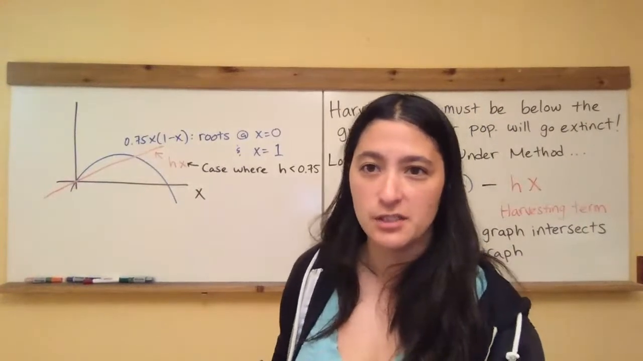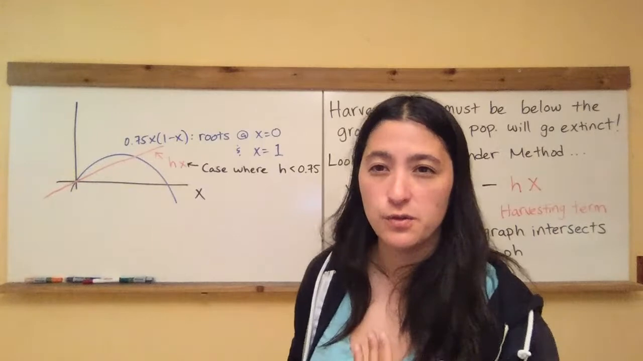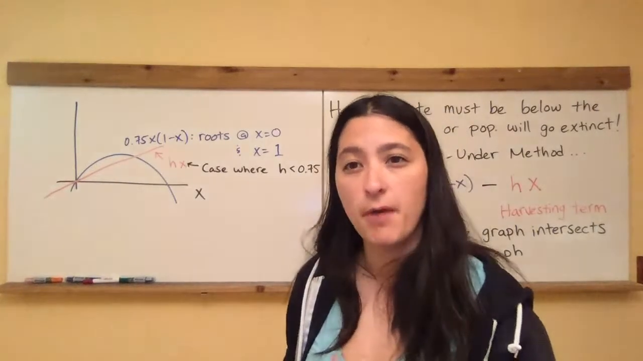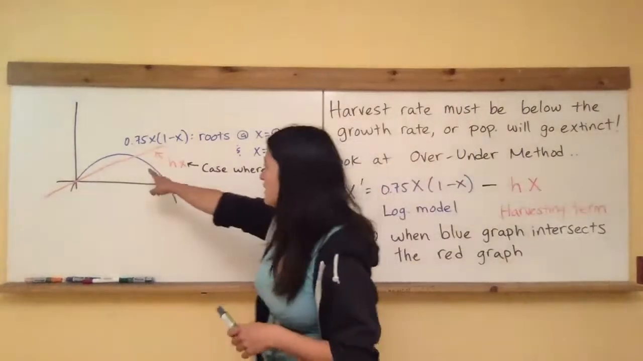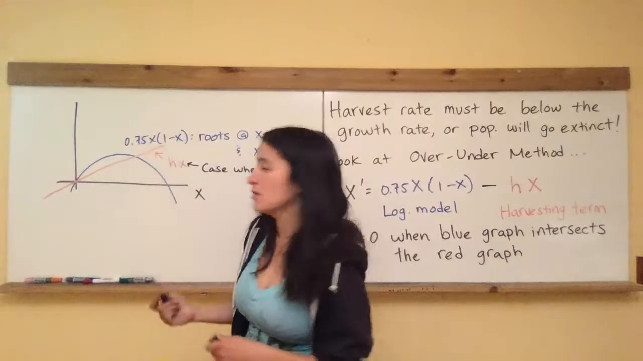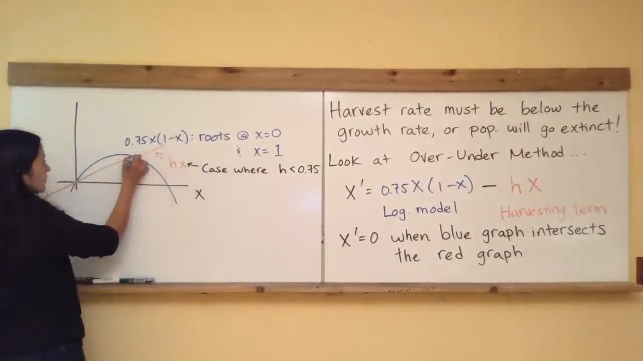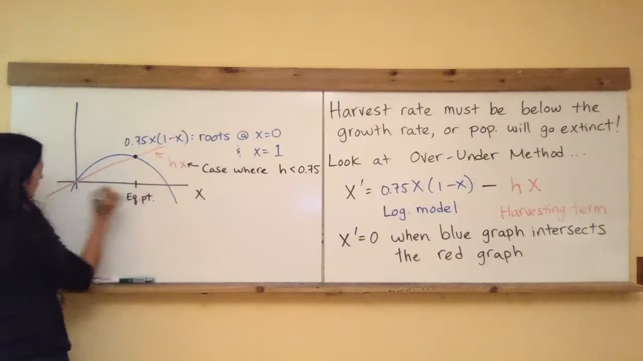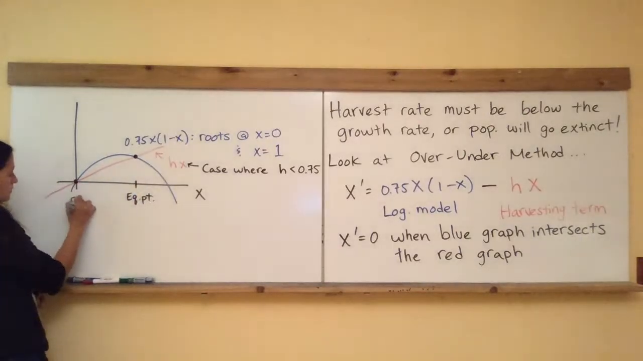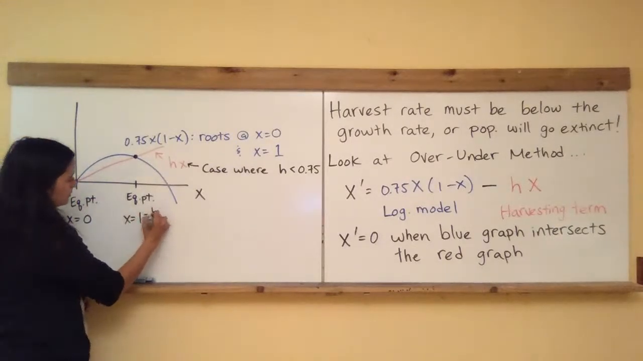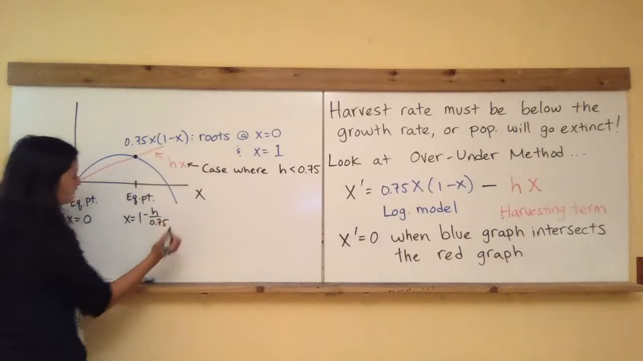Because that was the case where I was going to have two equilibrium points. One was going to be at 0 and the other one was going to be at a positive value. And so the fact that they intersect right here tells me I'm in that same case like I had drawn before. All right, so here's one equilibrium point, right? So here's one. And then here's the other equilibrium point. This is the x equals 0 point, and this is the x equals 1 minus h over 0.75.